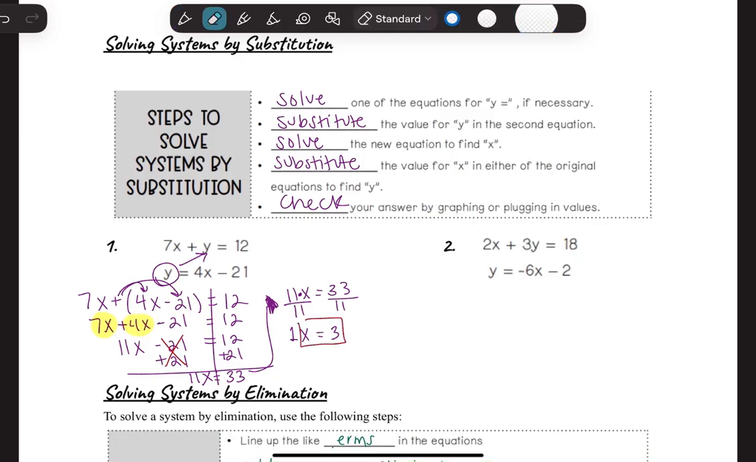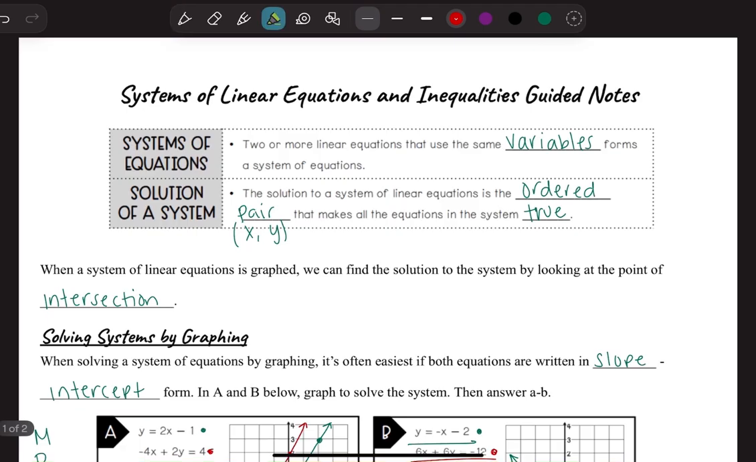You don't have to write this 1. I just wrote it so that you understand a number divided by itself is 1. So right now, we solved for y, which was right here. We substituted the y value in and solved for x. And now we're going to substitute the x value back into either one of these equations in order to get y. Because remember, a solution is an ordered pair.